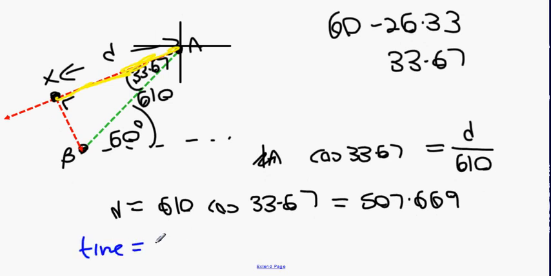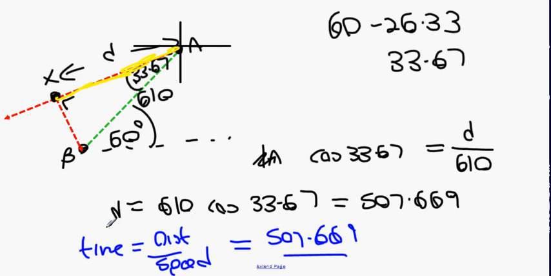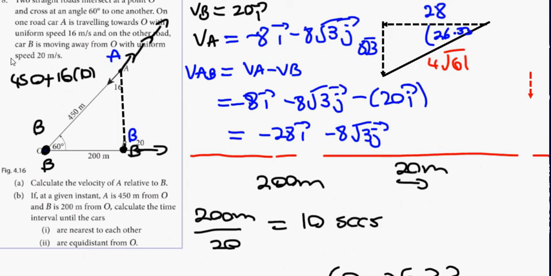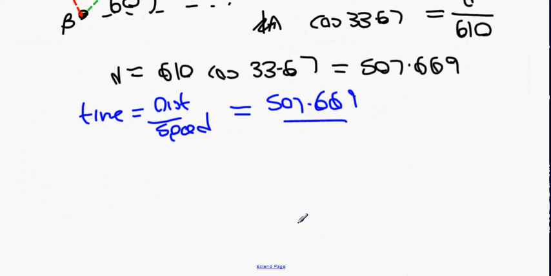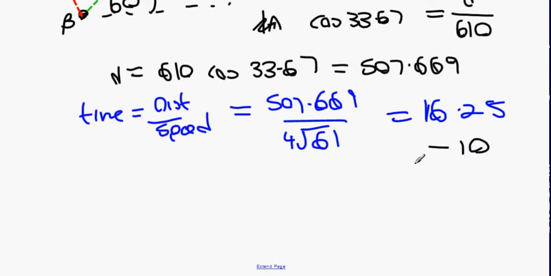Now remember, the time taken to cover this distance is going to equal distance over speed, which equals 507.669 divided by 4 root 61. What we get here is 16.25, and please remember that this 16.25 seconds is taken 10 seconds into the past, so from the current time it's 6.25 seconds.